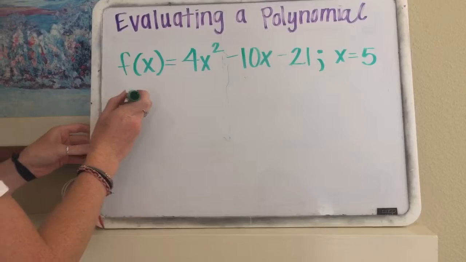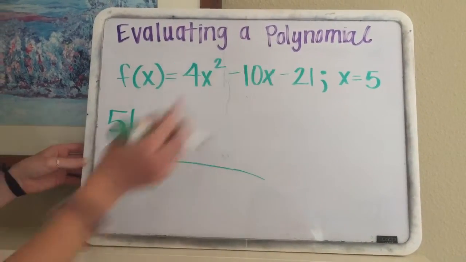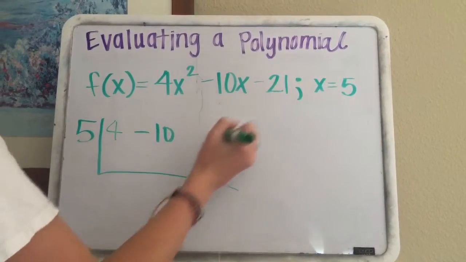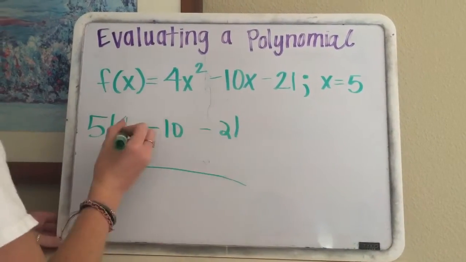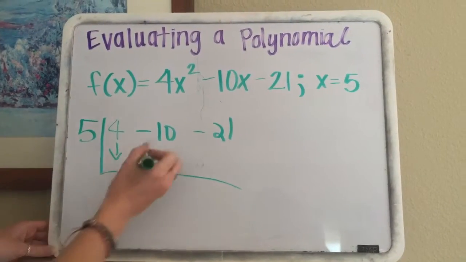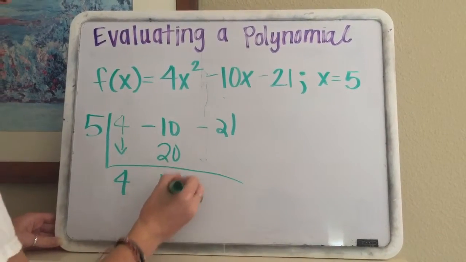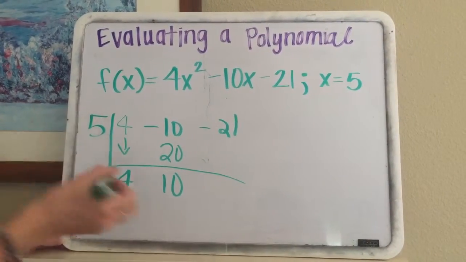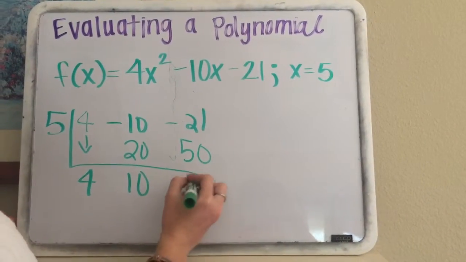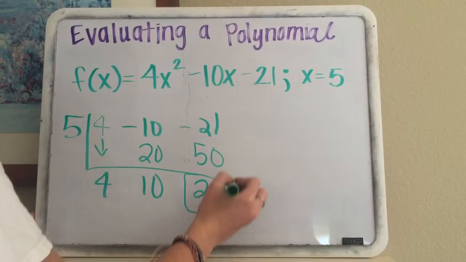So you put 5 here, just like you set up any other synthetic division problem. And then your coefficients are 4, negative 10, and negative 21. You bring down your leading coefficient here, so it's 4. 5 times 4 equals 20. Negative 10 plus 20 gives us 10. 10 times 5 is 50. Negative 21 plus 50 gives us 29. And all you need to know is what your remainder is. And your remainder here is 29.